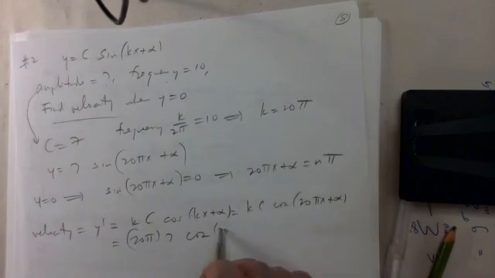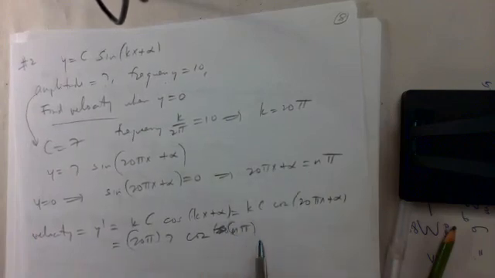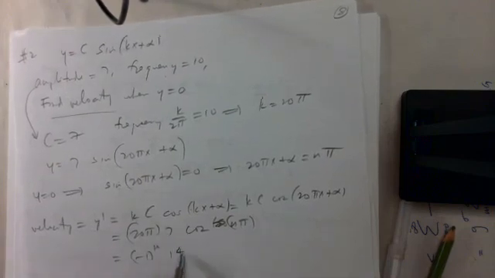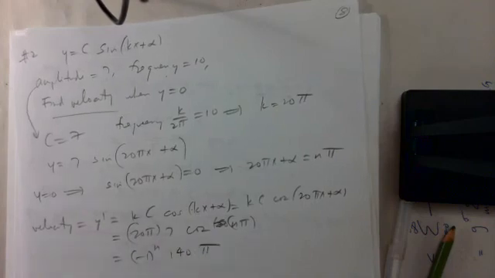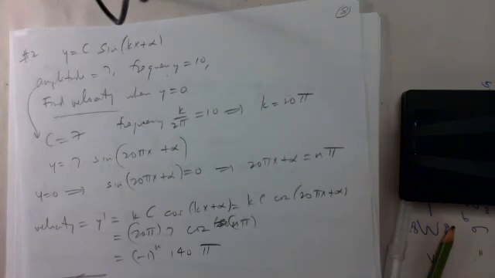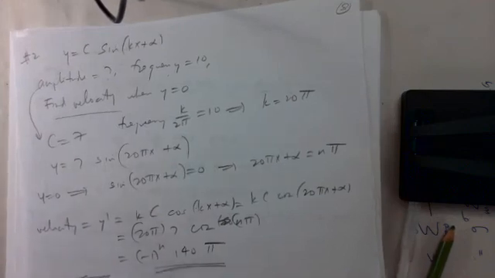20 pi x plus alpha is n pi. What is the cosine of n pi? Plus or minus 1, minus 1 to the n, times 140 pi. So as our particle is moving back and forth, when it's approaching from the right, the velocity is minus 140 pi. When it's approaching from the left, the velocity is plus 140 pi. That's the answer.